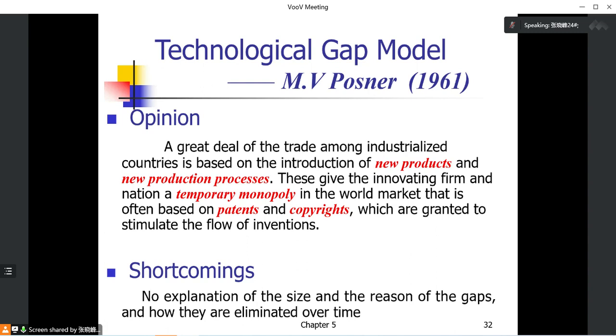The shortcomings: what are the weak points of the theory? No explanation of the size and the reason of the gaps, and how they are eliminated over time. Under this theory, if new products are preserved through patents and copyrights, and I take the pharmaceutical industry as an example, India's pharmaceutical industry would not exist, in Posner's opinion.